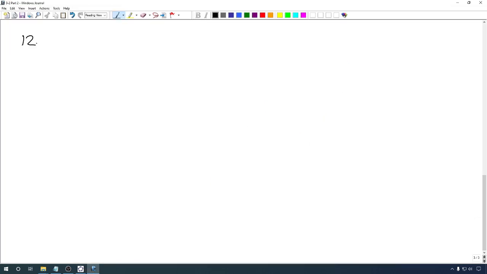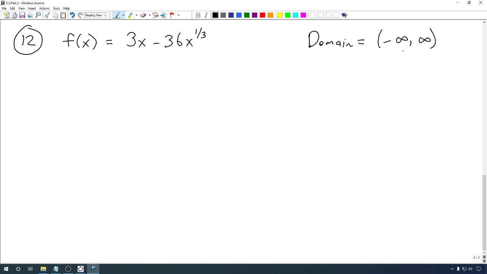Let's move on to problem 12. We have another function, f of x. This time it's equal to 3x minus 36 x to the 1/3 power. If we look at the domain of this function, obviously the 3x doesn't have any problems, and the cube root here, that's what x to the 1/3 power is, doesn't have any problem for any value of x either. So this function has domain all real numbers. We haven't really had to worry about the domain yet, but we will in the next problem.